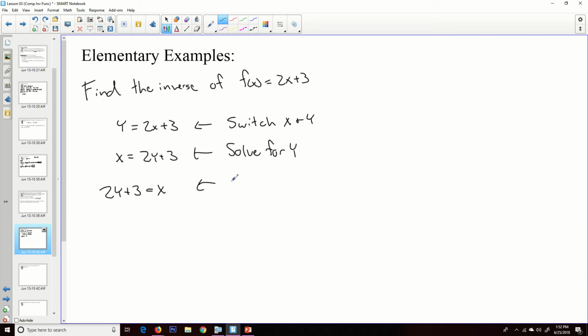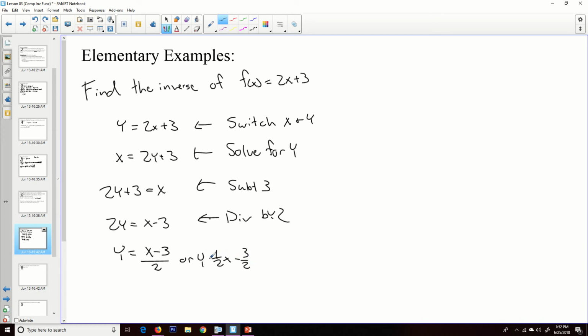and then we're going to subtract 3, that'll give us 2y equals x minus 3, and then we're going to divide by 2, and we'll get y equals x minus 3 all over 2, or you could write it as y equals a half x minus 3 halves. And so my final answer, f inverse of x, is going to be equal to x minus 3 all over 2, or this one, whatever you'd like.